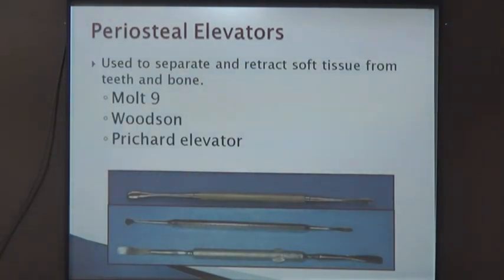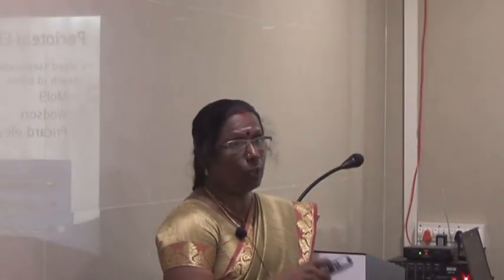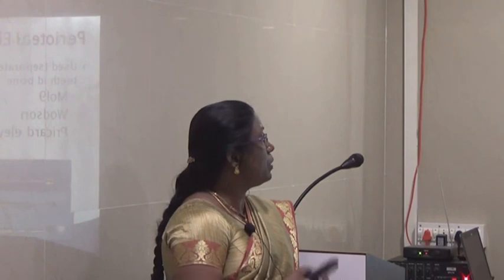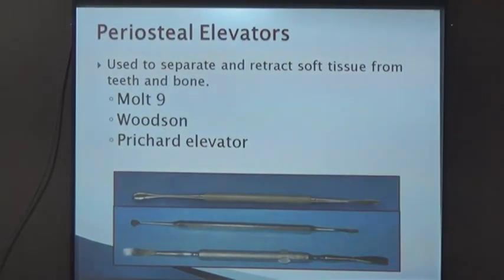Periosteal elevator. It is used to separate and retract the soft tissue from the teeth and bone. When you are elevating the mucoperiosteal flap, that is a full thickness flap, we always use a periosteal elevator which will separate the bone and the teeth. So what are the numbers? Molt 9, Woodson and Prichard elevator.